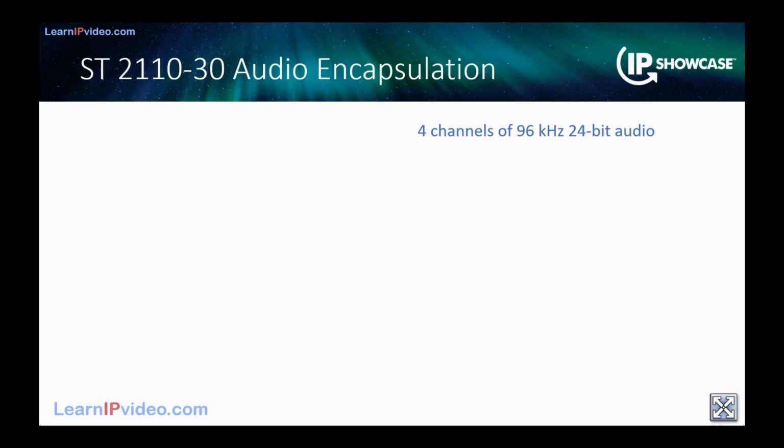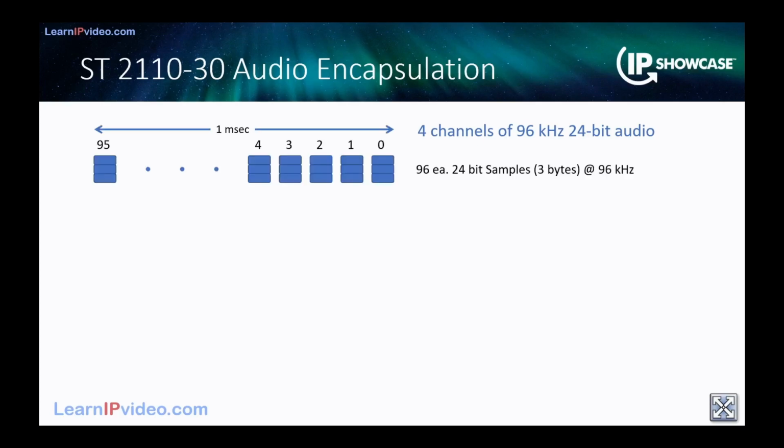So let's see how we would take, let's say, 4 channels of 96 kilohertz 24-bit audio and put those into packets. So we're going to put 1 millisecond worth of audio from each of our 4 channels into the same packet. Now that's not a fixed number. Sometimes you can do 1/8 of a millisecond or 125 microseconds, but our example will do 1 millisecond.